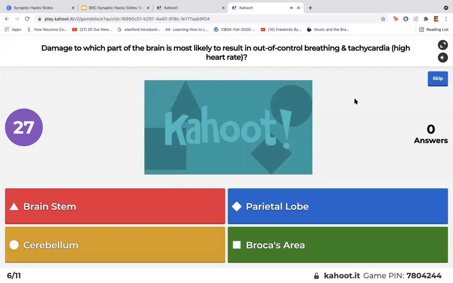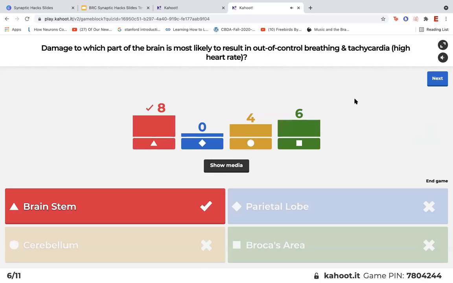Damage to which part of the brain is most likely to result in out of control breathing and tachycardia? Pretty sure. High heart rate? You all can do it. A lot of autonomic nervous system function with this structure, if that's any help. Yes, most of you got it. Awesome job.